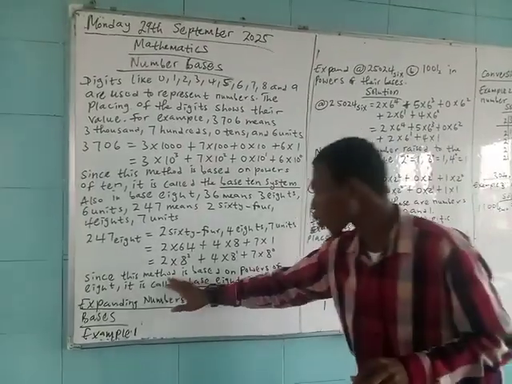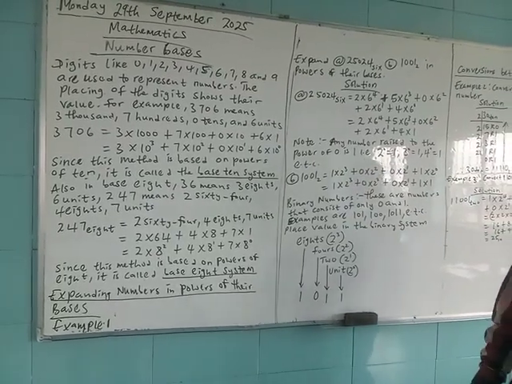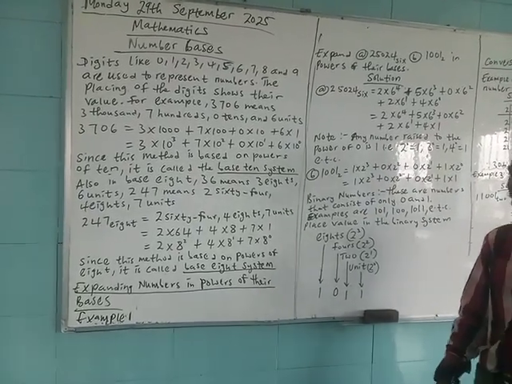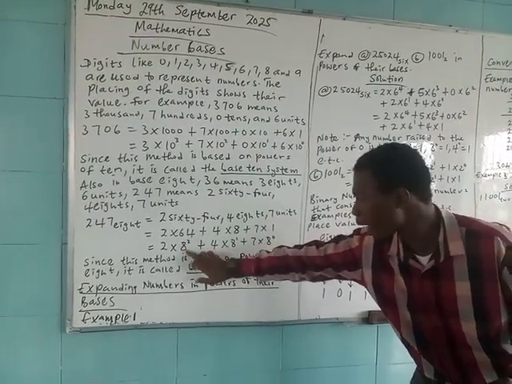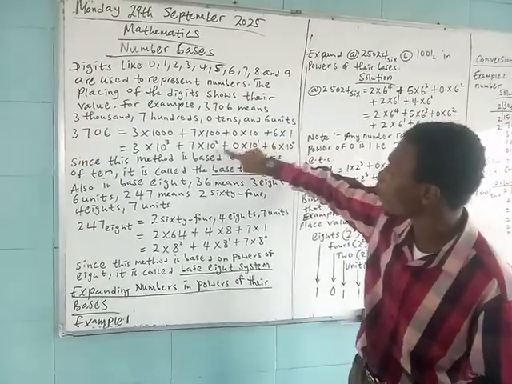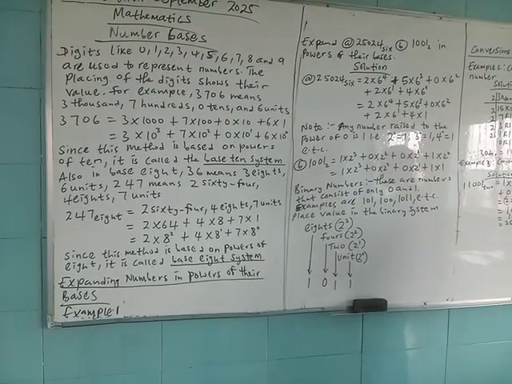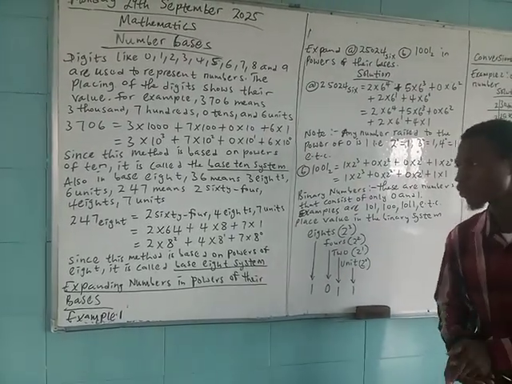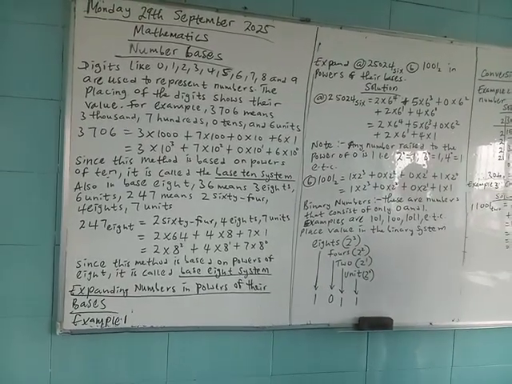So since this method is based on powers of 8, it is called the base 8 system. All the base that we have here is what? 8. If you check the base 10 system, the base you have here is what? 10. So we are going to do an expansion of numbers in powers of their bases.